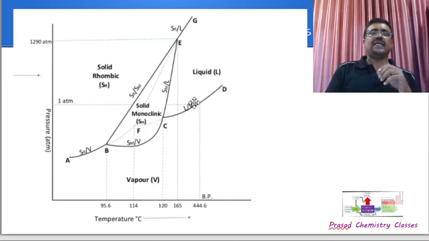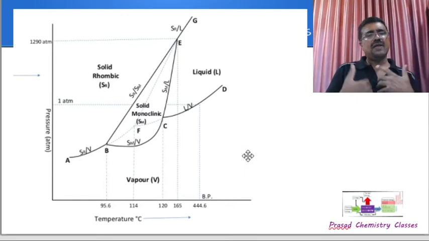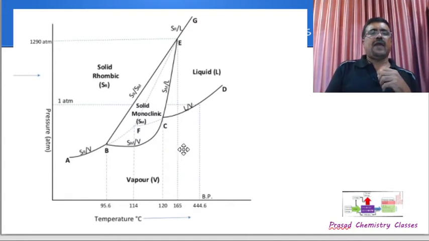The curve CD. In the area, the system is bivariant, as we have seen. What the curve CD indicates is the vapor pressure curve of liquid sulfur, or the boiling point curve of liquid sulfur. It shows how boiling point varies with confining pressure, or how vapor pressure varies with temperature. Quite simple.